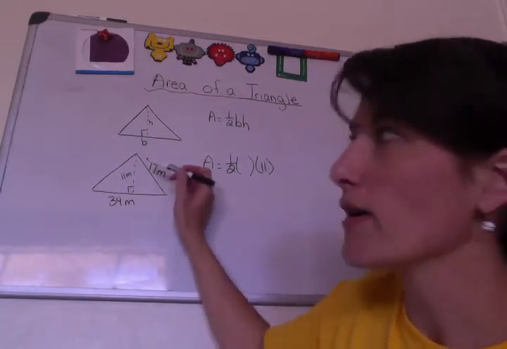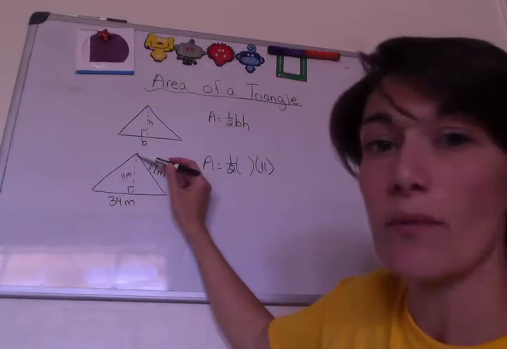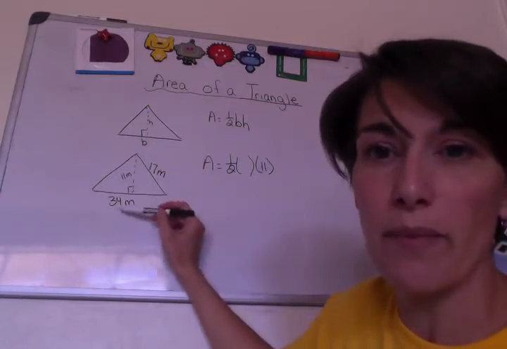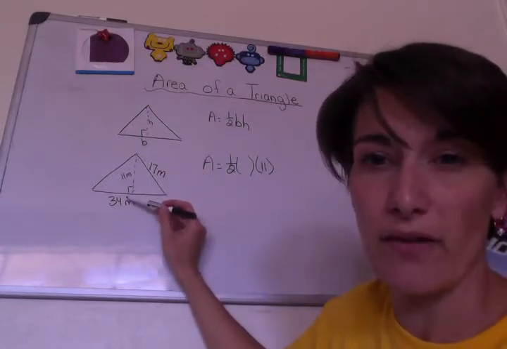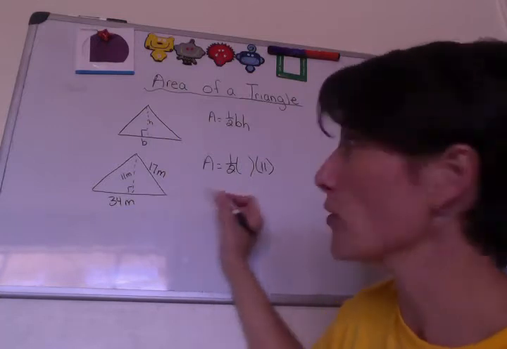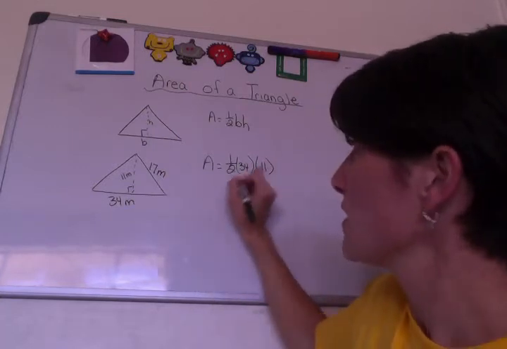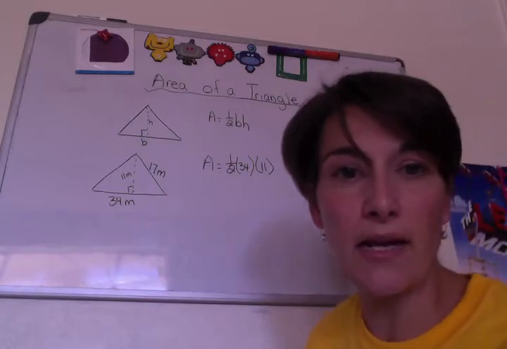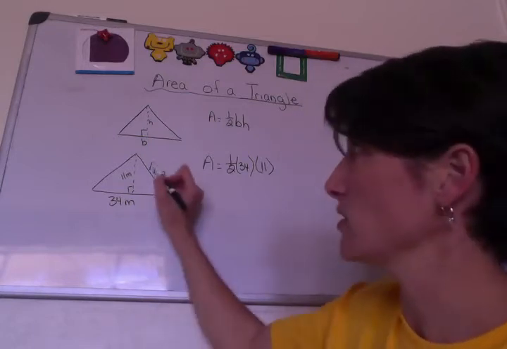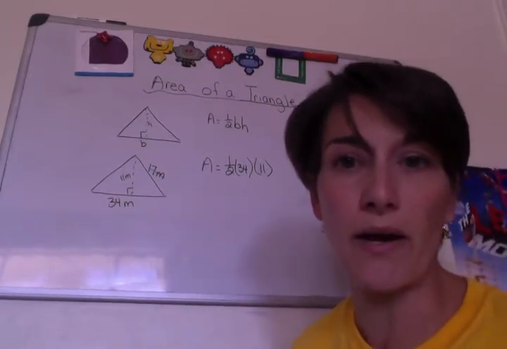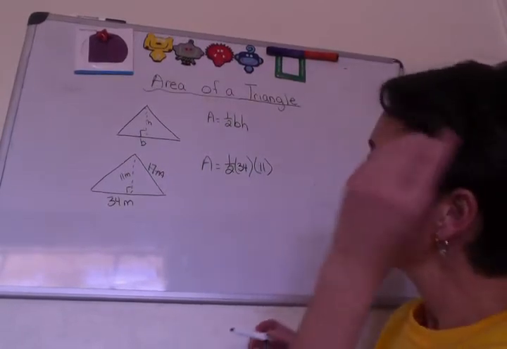Just like in the parallelogram, the height is from the top to the bottom, and this bottom is going to be my base, wherever that right angle is. So here is 34 meters. This 17 meters is a side length, and we don't need that for area. So I'm just going to cross it off because that's a measurement we don't need. So now I'm going to go ahead and solve.